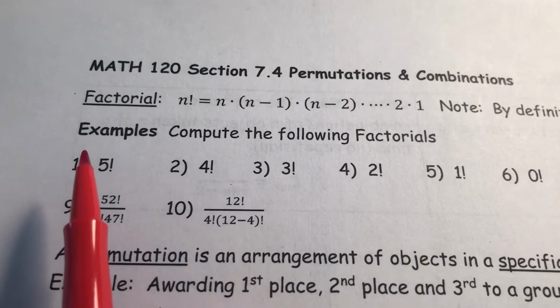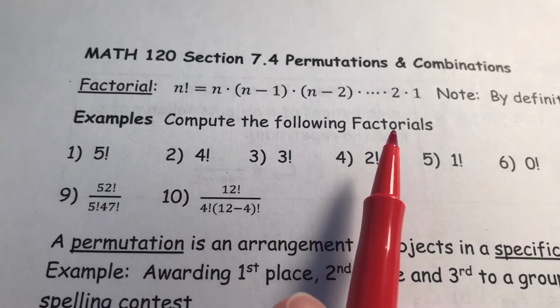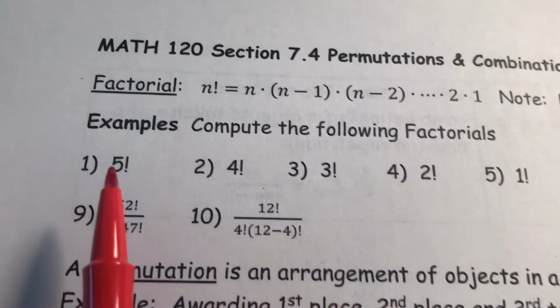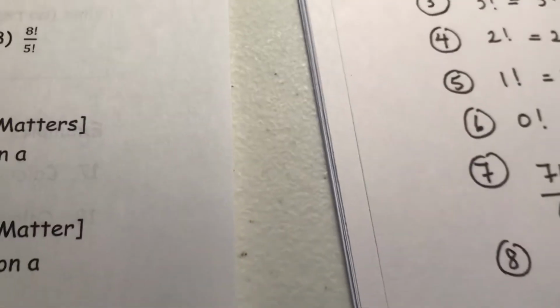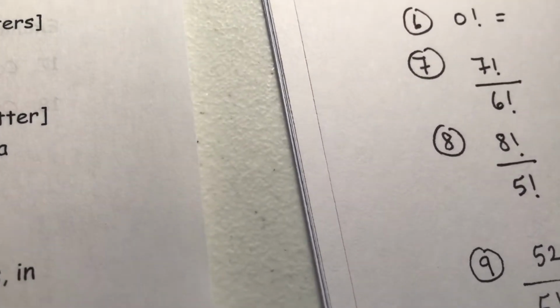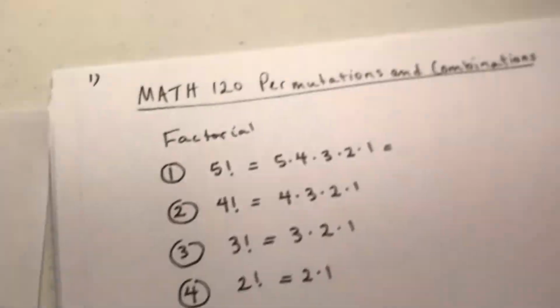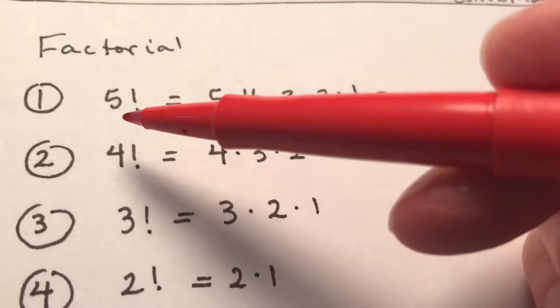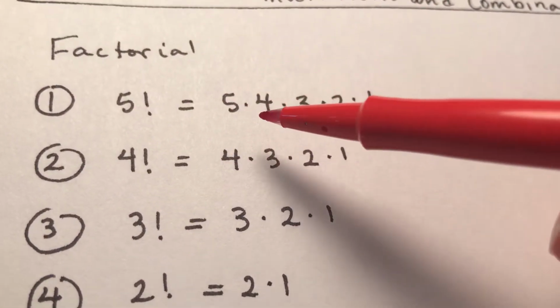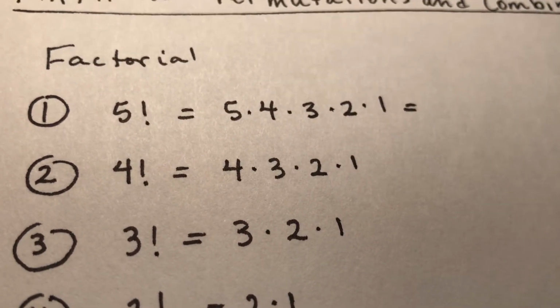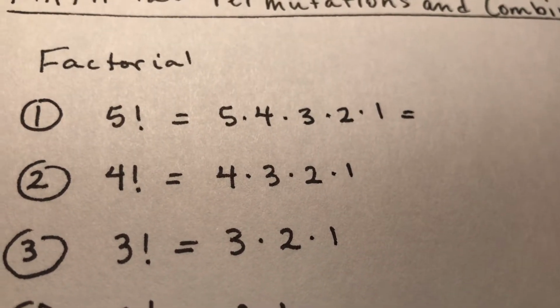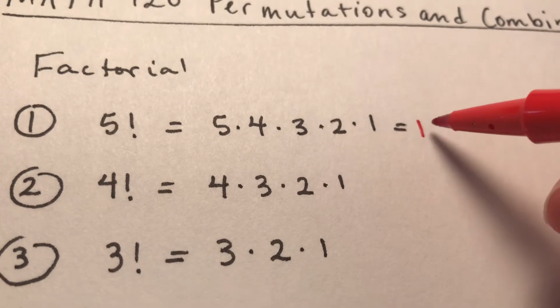Okay, anyway. Examples. Compute the following factorials. So this says 5 factorial. So let's come over here and take a look. 5 factorial. I wrote it down. It means 5 times 4 times 3 times 2 times 1. That's it. So you get your calculator out. You do 5 times 4 times 3 times 2 times 1. And you get 120.